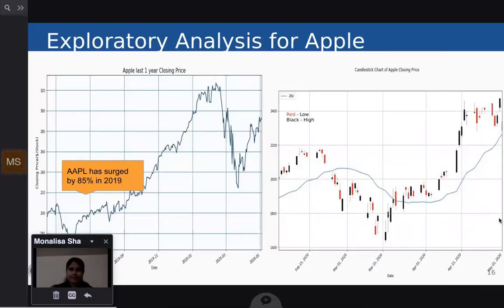Here we are doing the exploratory analysis for Apple. We have plotted line graphs and candlestick charts for Apple closing price. We can see in 2019, Apple stock prices decreased around 85%, and again it's increasing after March 2020.